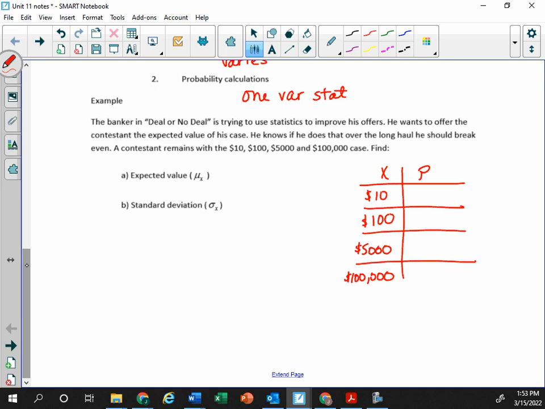So those are the 4 cases he has left, like suitcases that he has left. What do we know about the probability then for those? It's just 1 out of 4 for each of them, right? It seems like the probability should be less likely for the one with a lot of money in it, but we're not starting at the beginning of the game. We are saying, here's the 4 suitcases left. You have a 1 in 4 shot of picking any of them. So 0.25 for the probability for each one of these.